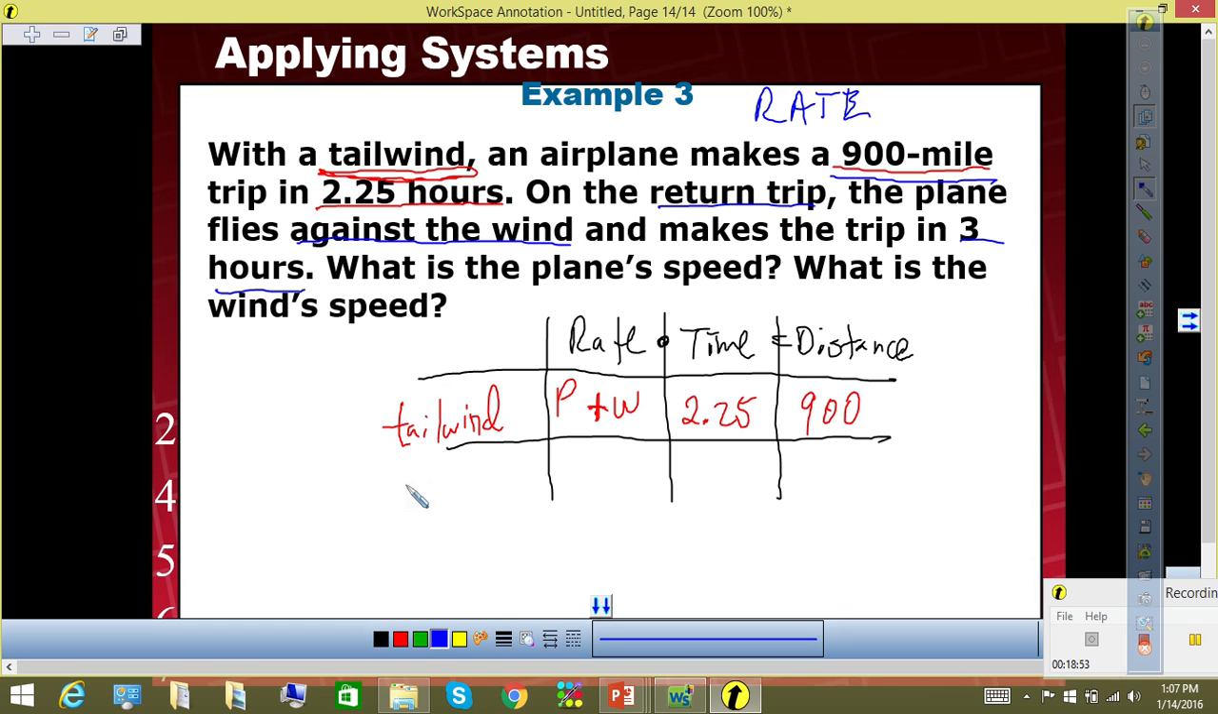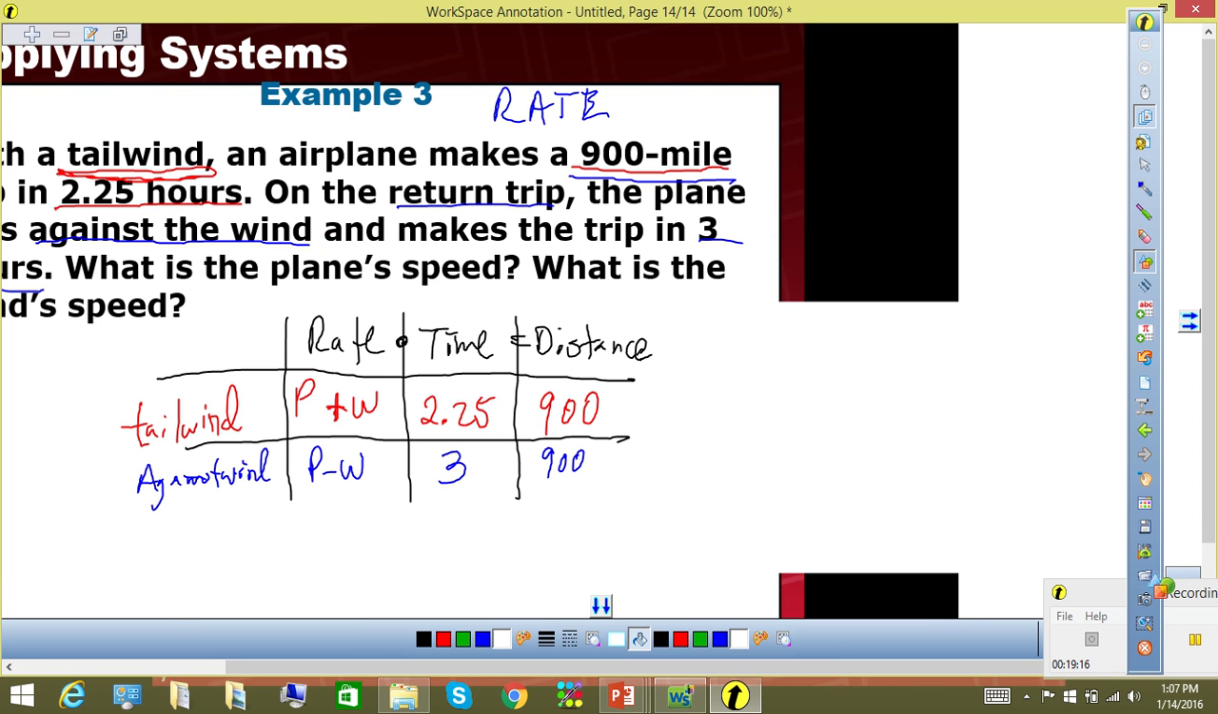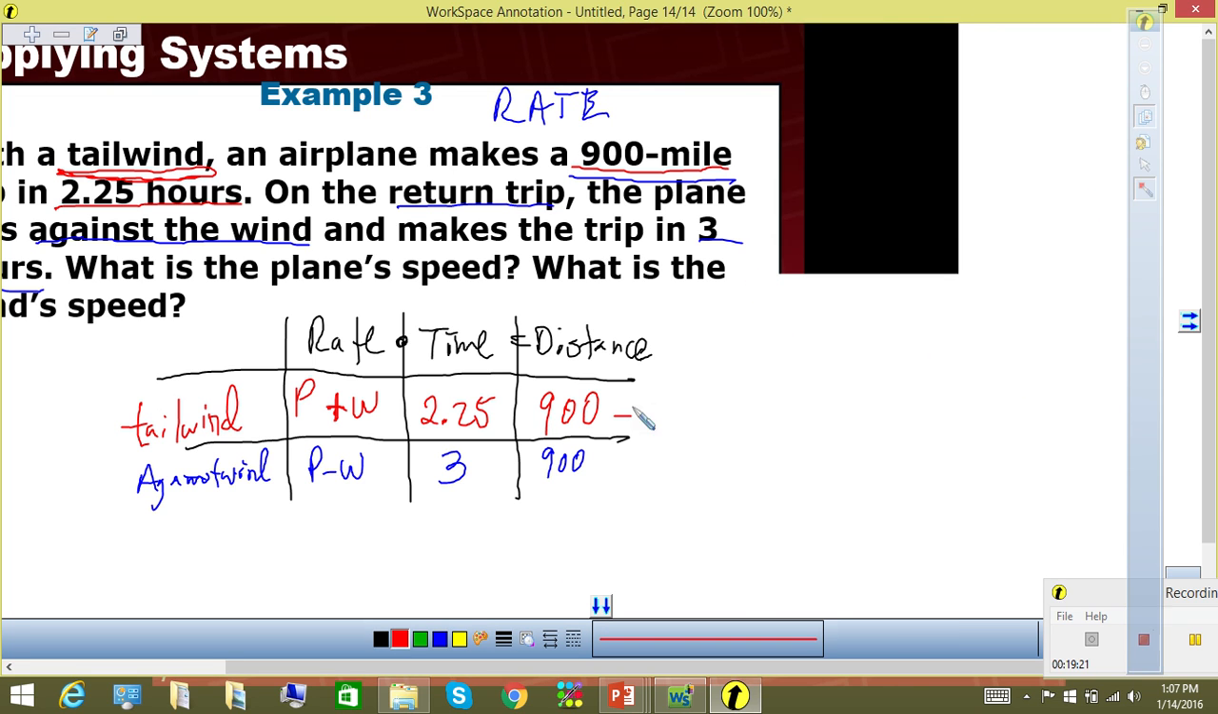That's the second part. So let's go to the second part. Against the wind. So what goes here, guys, as the rate for against the wind? P minus W, and here it's 3 hours. And what's the distance? The same, 900. All right, I'm going to go to the right. Let me make some space here. Here we go. Do you see the equation forming now? Watch. It's P plus W, and instead of putting the multiplication sign, since it's a binomial, I'm going to put it in parentheses, 2.25, and that is equal to 900.